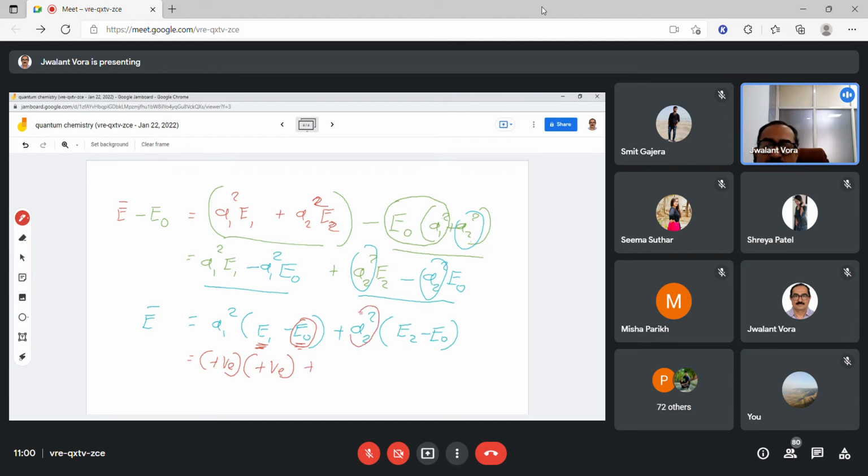Similarly, square of any quantity will also be positive. Second, same argument, E0 being the lowest amount of energy, E2 will be having higher value. So higher value minus lower value, so this quantity also will be positive.